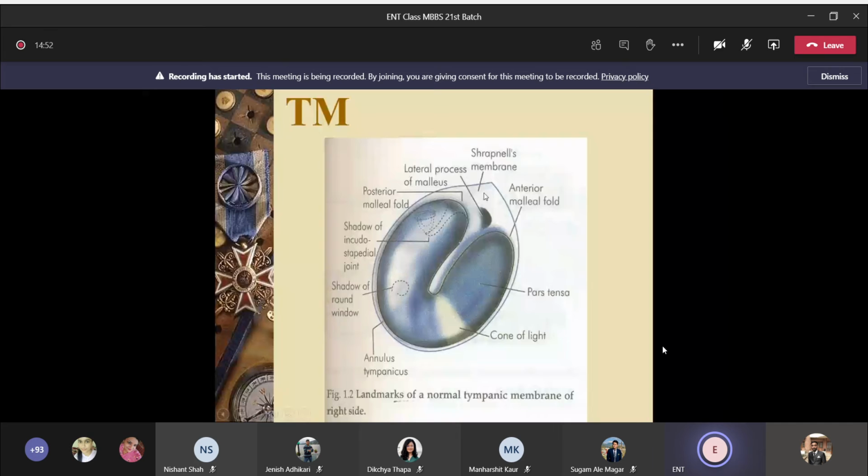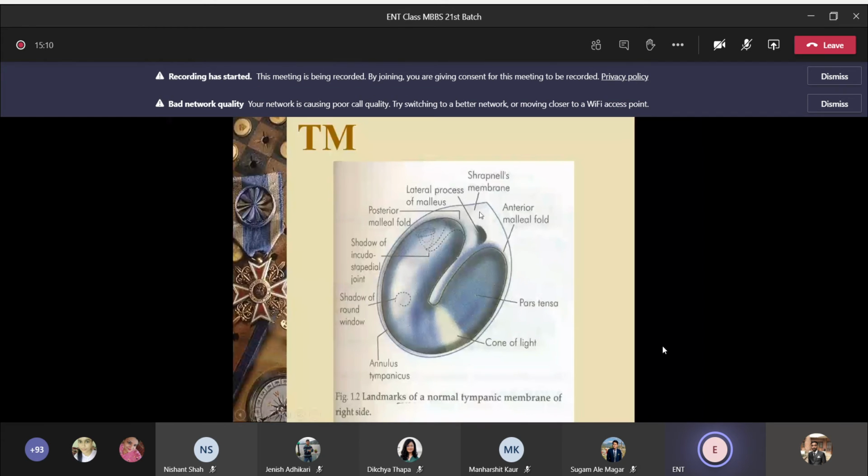And the supply of the tympanic membrane and external auditory canal: see, this anterior superior quadrant is supplied by the 5th nerve, the posterior superior part of the canal is supplied by the 7th nerve. This part is the C3, and the lower part is supplied by the vagus nerve.